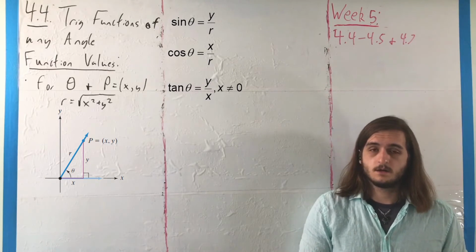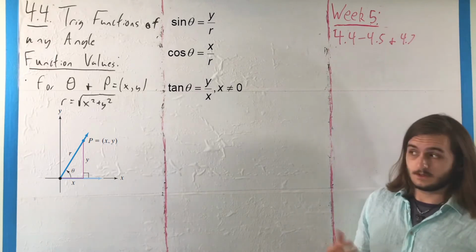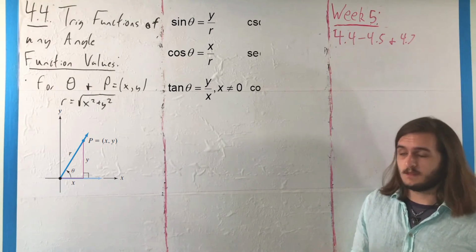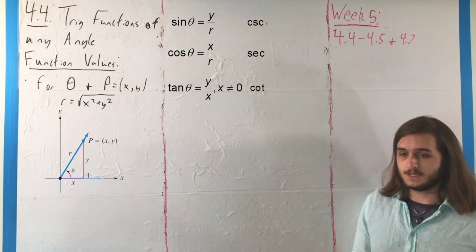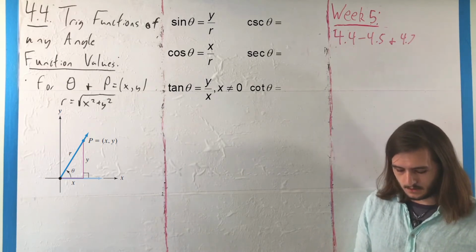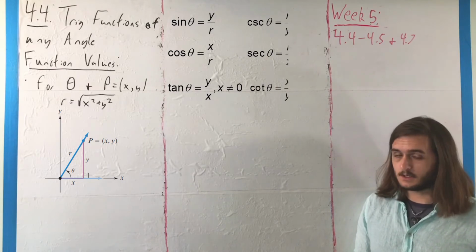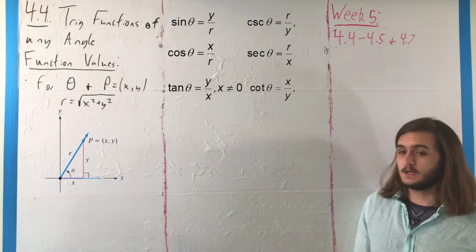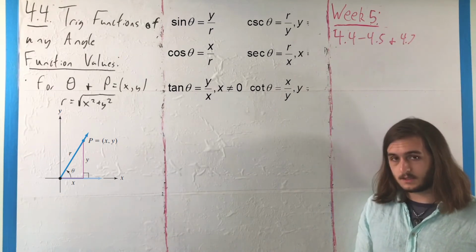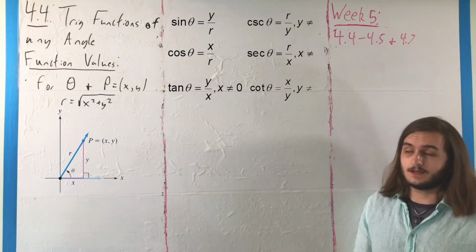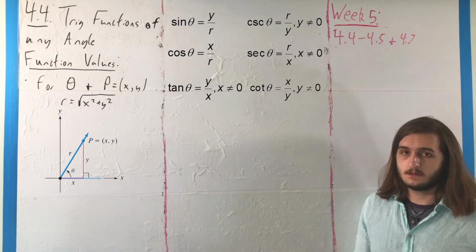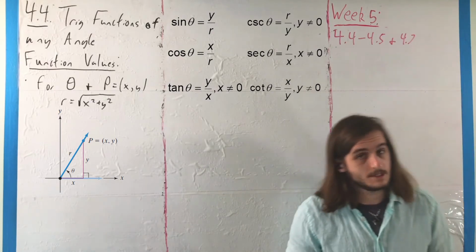Meanwhile, for cosecant, we'll still just have 1 over the relationship for sine. In this case, 1 over sine will take the form r over y, assuming that y is non-zero, while secant is r over x, 1 over cosine, assuming that x is non-zero, and cotangent is x over y, assuming that, again, y is non-zero.